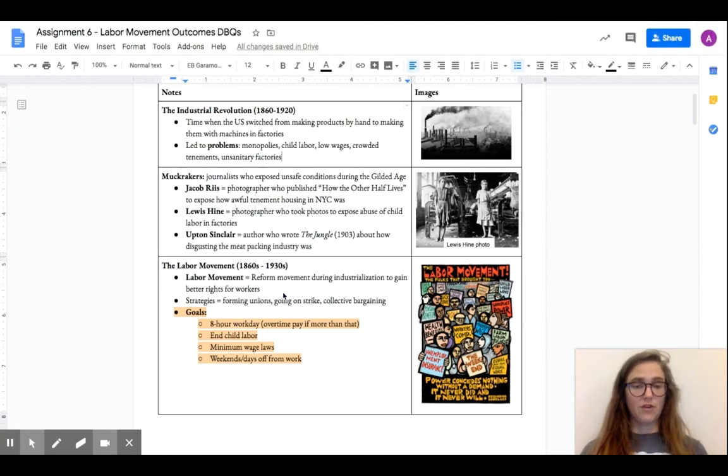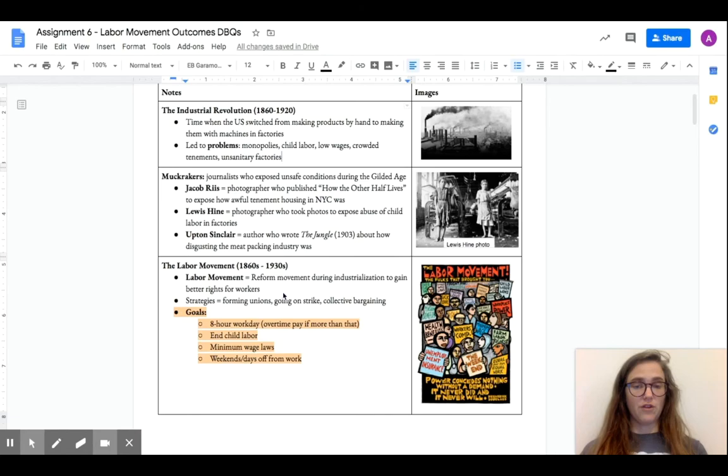Now, their goals were what you're looking at to see if they were successful or not. What they wanted to achieve was an 8-hour workday, and overall just better rights for workers. They wanted overtime pay if you worked more than 8 hours. They wanted to end child labor. No children, they said, should be working in factories or mines. They wanted minimum wage laws.